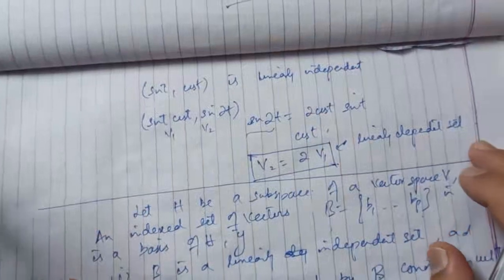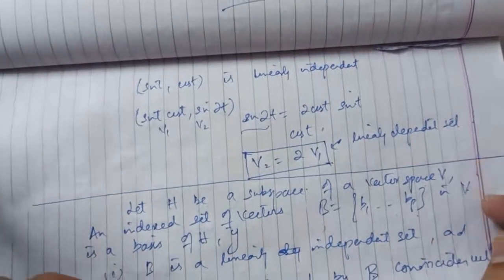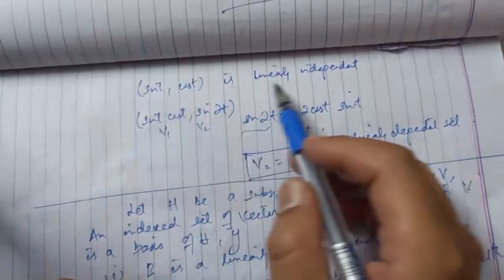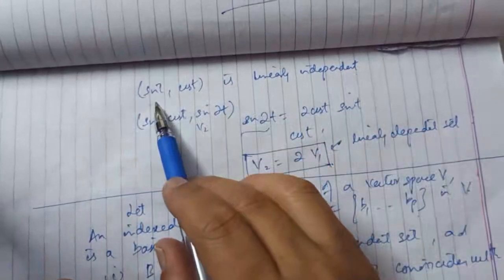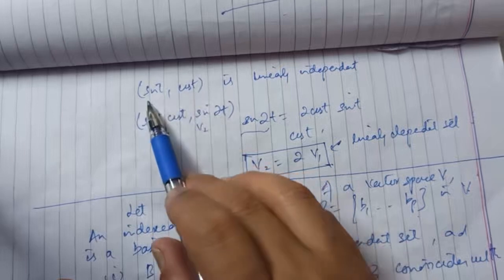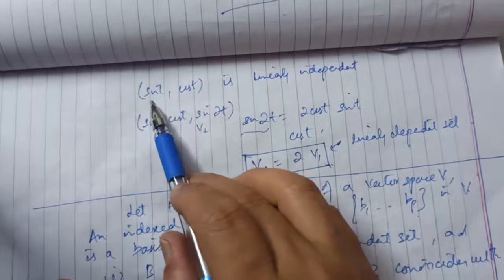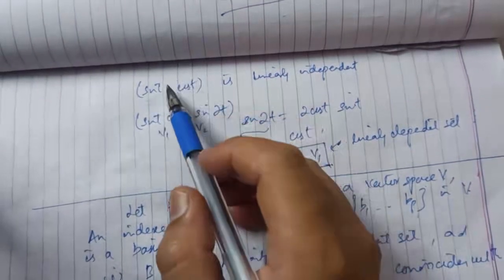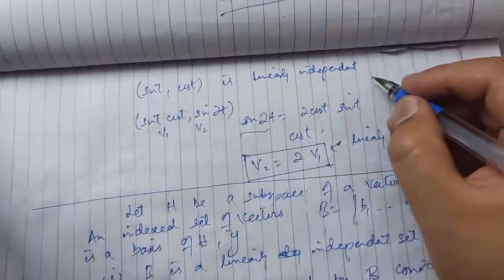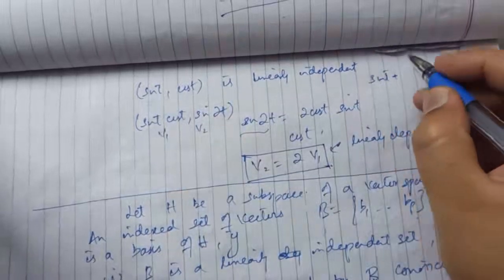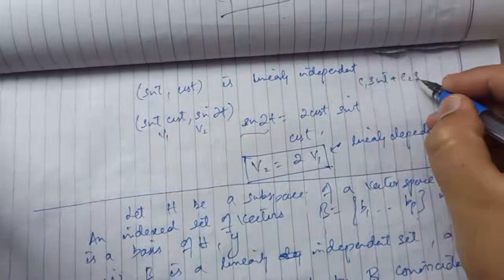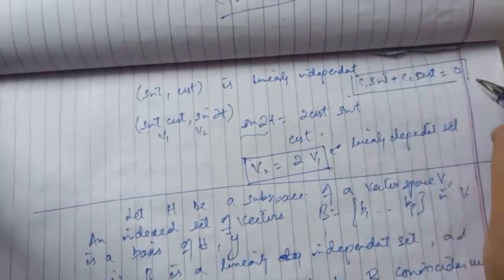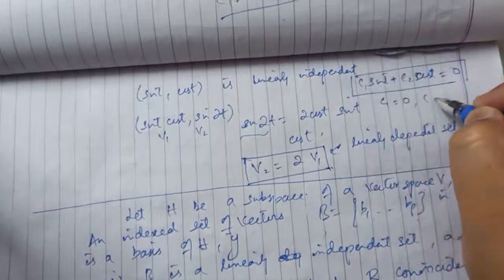One of the very important examples is sine of t and cos of t. They are a linearly independent set because sine cannot be written in terms of cos and cos cannot be written in terms of sine. You cannot have c1 times sine of t plus c2 times cos of t equal to 0 unless c1 equals 0 and c2 equals 0.